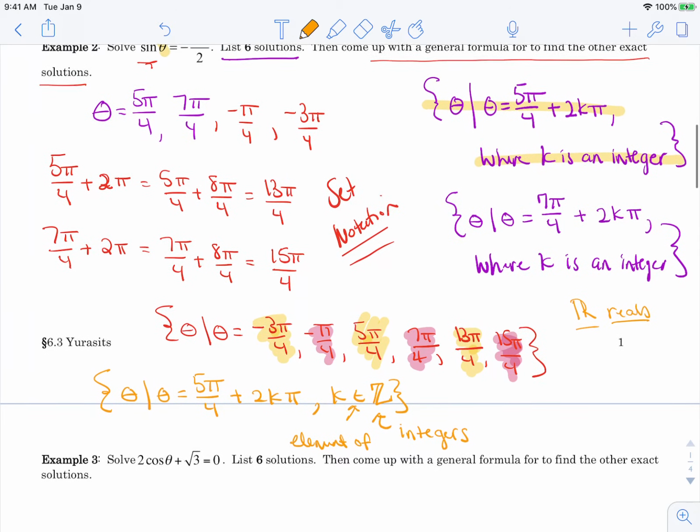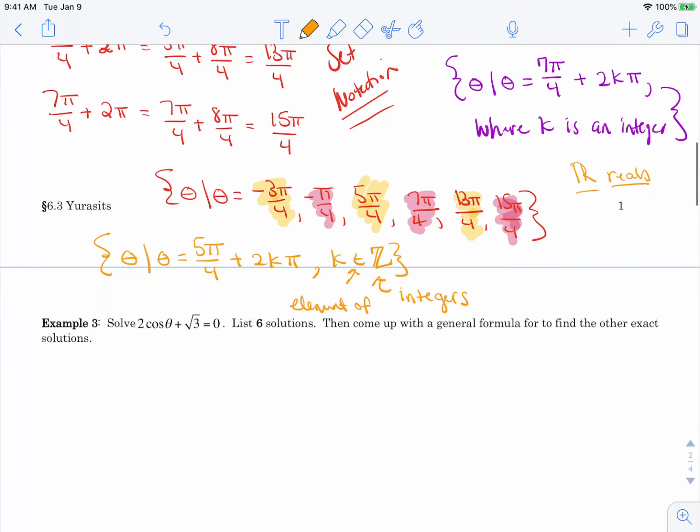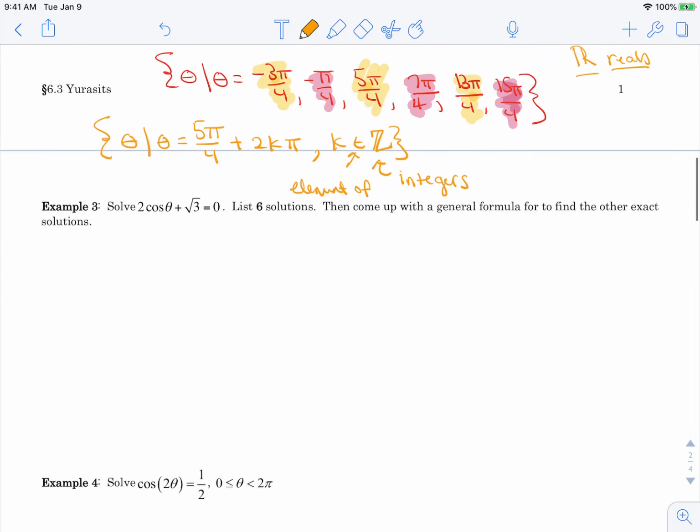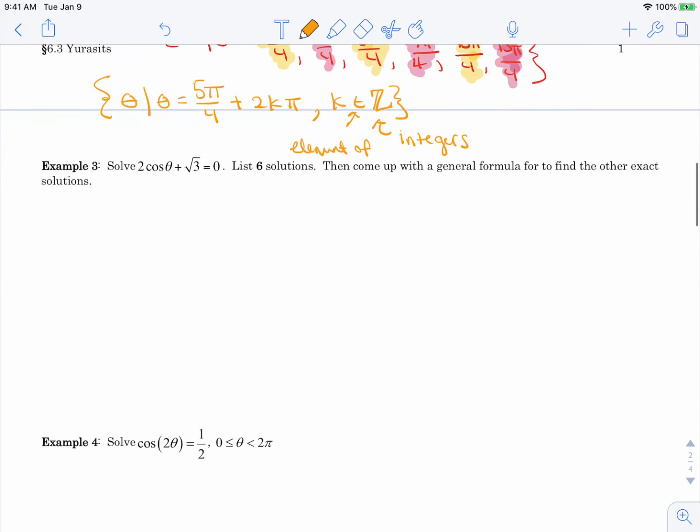All right, so let's try another one. Example 3. Solve 2 cosine theta plus root 3 equals 0. And I want you to list 6 solutions. So I'm going to rely algebraically to do this, and then I'm going to go to Desmos. If I have to solve for theta, I need to subtract root 3. I need to divide by 2.